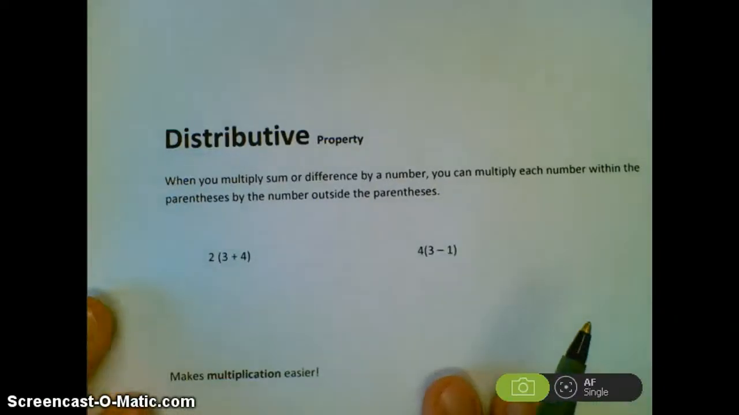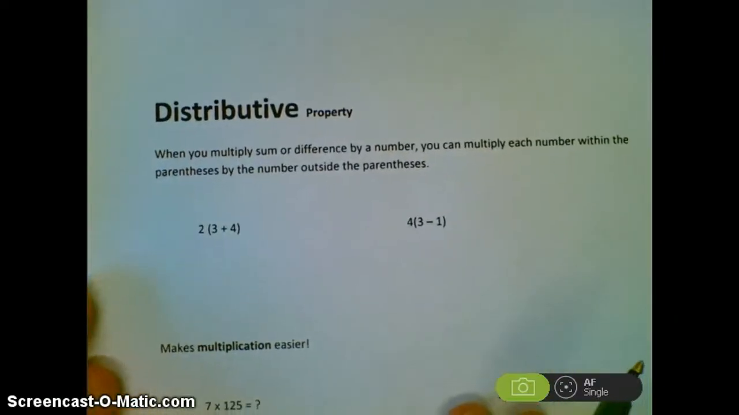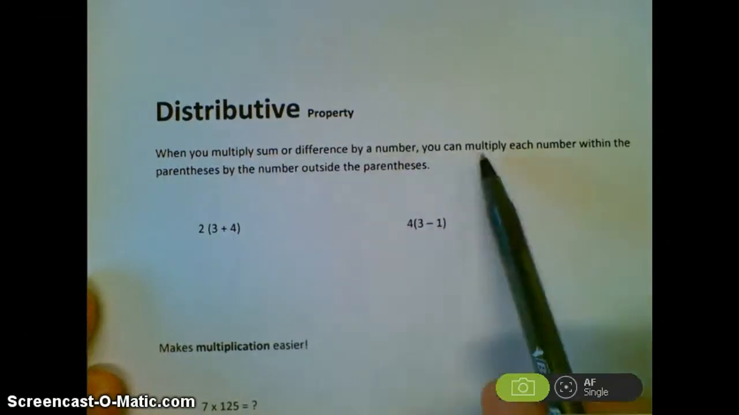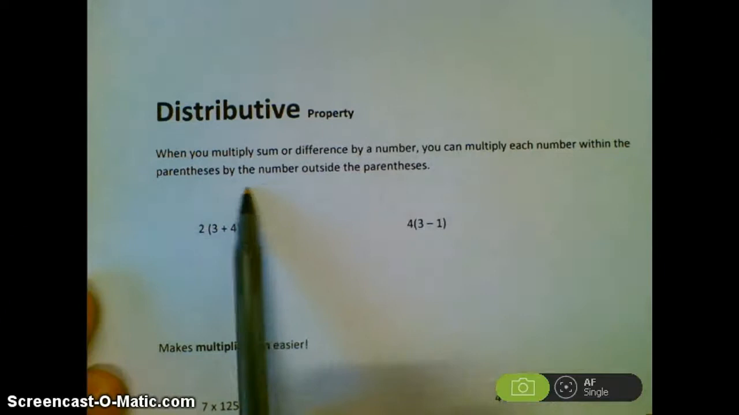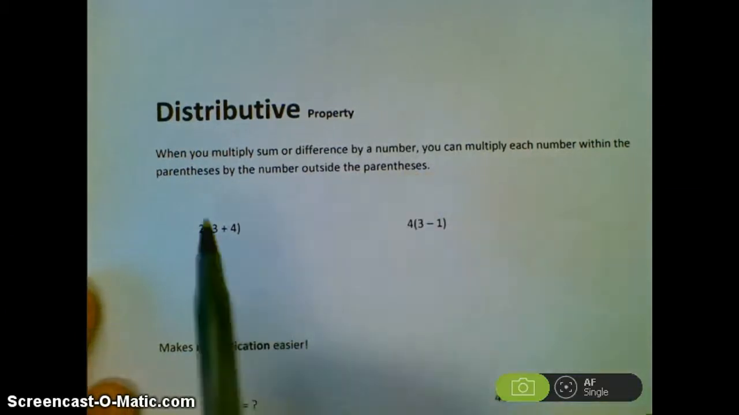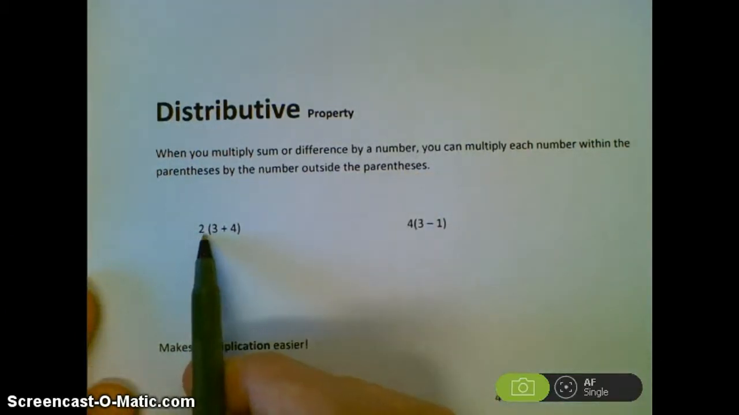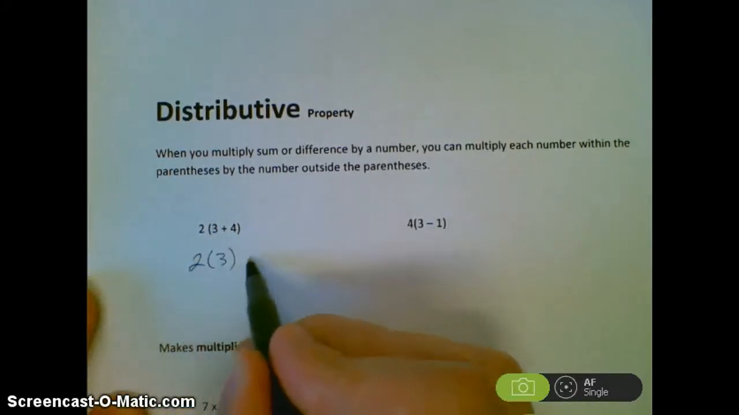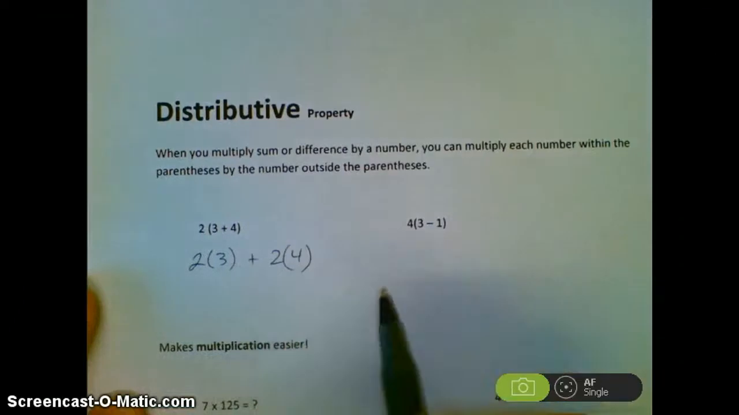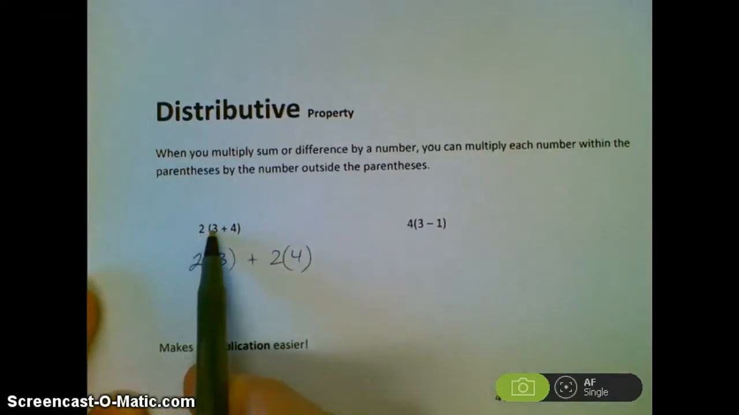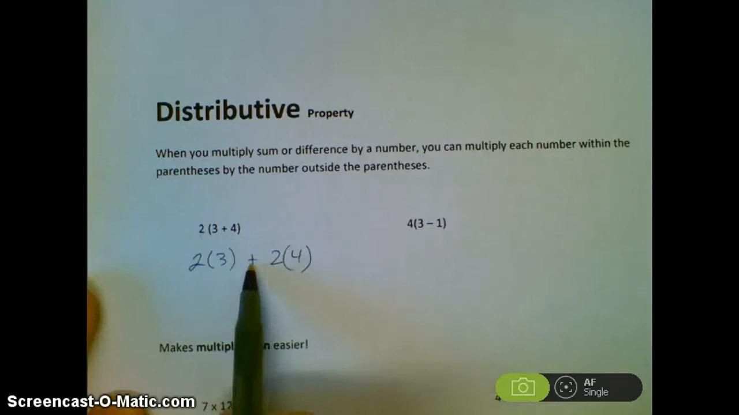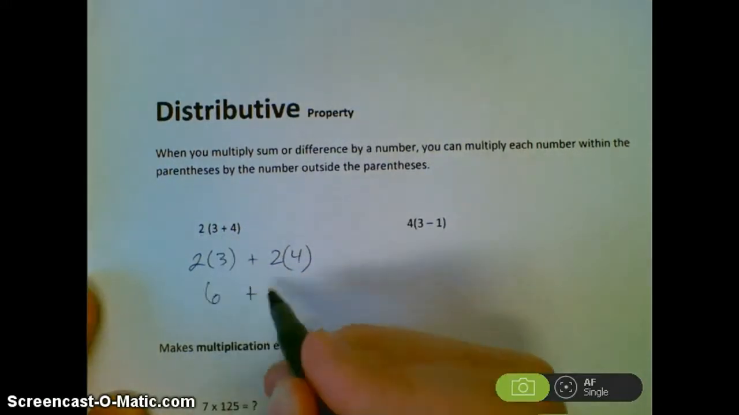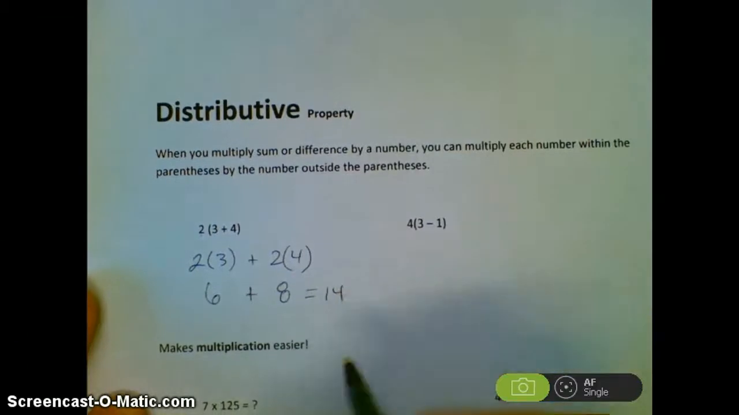The last one in Chapter 2, Section 2 is the distributive property. It says that when you multiply a sum or difference by a number, you can multiply each number within the parentheses by the number outside the parentheses. So we'll take this example. 2 times 3 plus 4 is the same as 2 times 3 plus 2 times 4. So I took this number outside the parentheses and multiplied it by each number within the parentheses, and then I did that operation, addition. So that would be 6 plus 8 gives me 14.